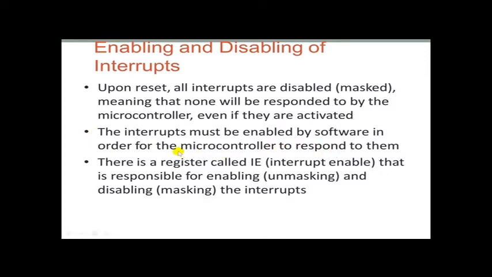That means if you want an interrupt to be responded to by the microcontroller, you need to enable it through software. There is a register called IE, that is interrupt enable, that is responsible for enabling, that is unmasking, the interrupts, and disabling, that is masking, the interrupts. So for masking or unmasking the interrupts, we make use of the interrupt enable register, the IE register, which is very important for enabling or disabling, masking or unmasking the interrupts.